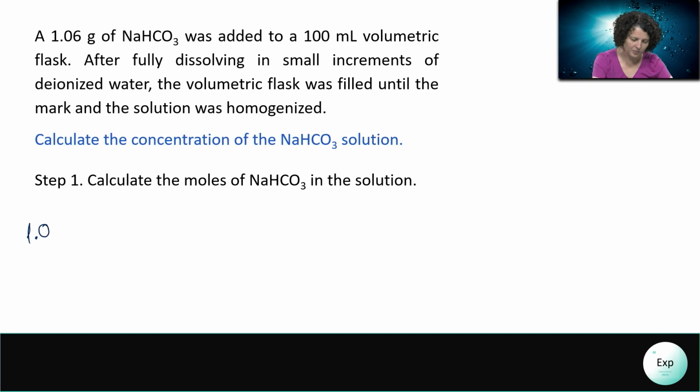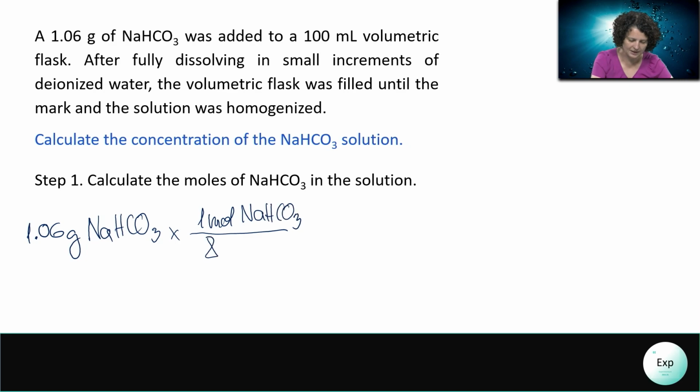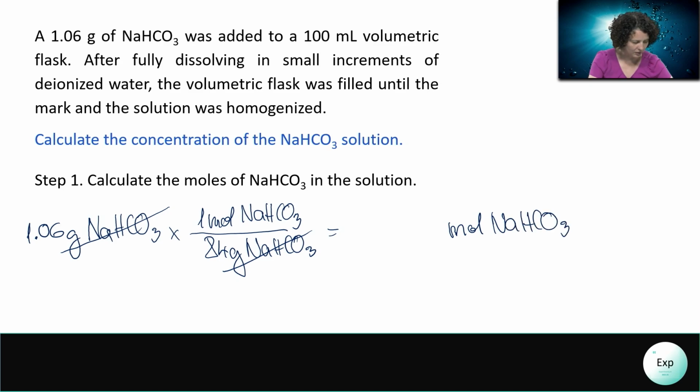We take the 1.06 grams of sodium bicarbonate, and we're going to say that 1 mole of sodium bicarbonate weighs 84 grams of sodium bicarbonate. The grams of sodium bicarbonate cancel, and we're going to have moles of sodium bicarbonate. Our calculation shows 0.0126 moles of sodium bicarbonate.